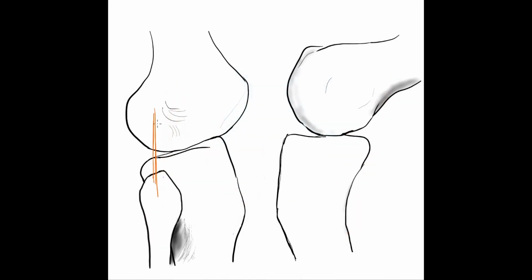The lateral collateral ligament is round and has a cord-like structure. The medial collateral ligament, on the other hand, is wide.